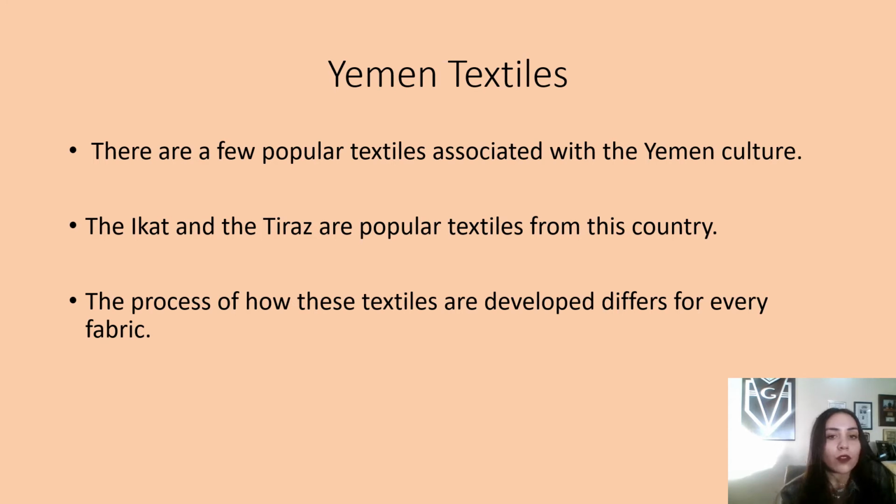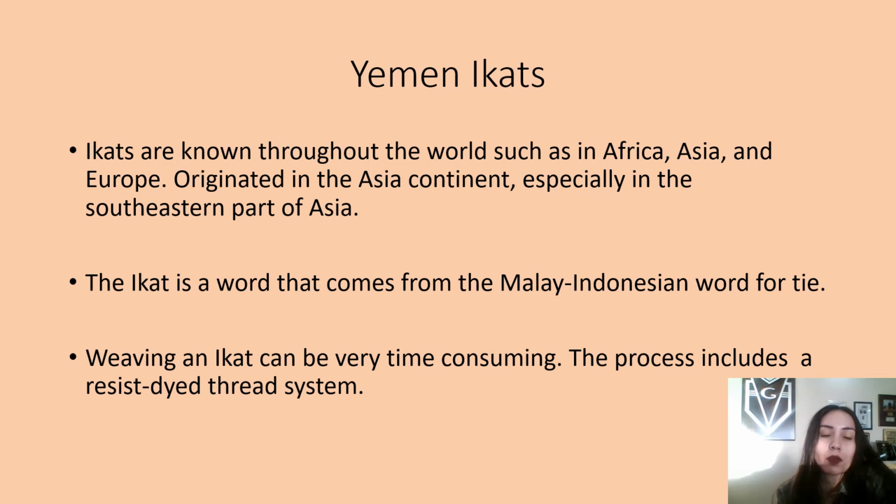So the Yemen culture has a couple of different interesting and distinct textiles. The ikat and the tiraz are popular in the Yemen culture. Ikats are known throughout the world, especially in Africa, Asia, and Europe, and they really originated from the southeastern part of Asia. The word ikat comes from the Malay-Indonesian word for tie.